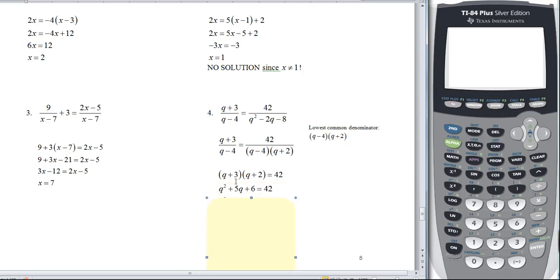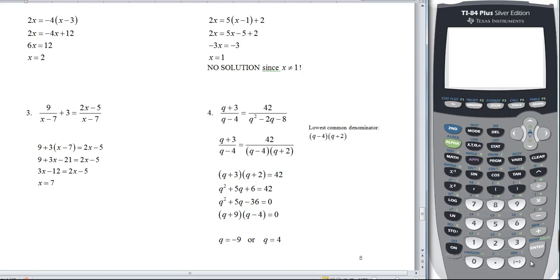I need to FOIL this, bring the 42 back over, because when you have a quadratic, remember, they're different from linear. They all collect over on one side, and let's see, this one factors. I would have q plus 9 and q minus 4. Set them individually equal to 0. And I'd have q equals negative 9 or q equals 4.